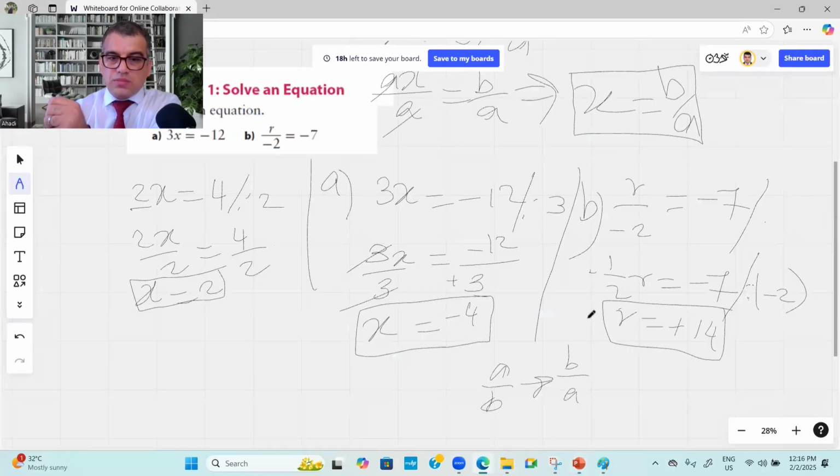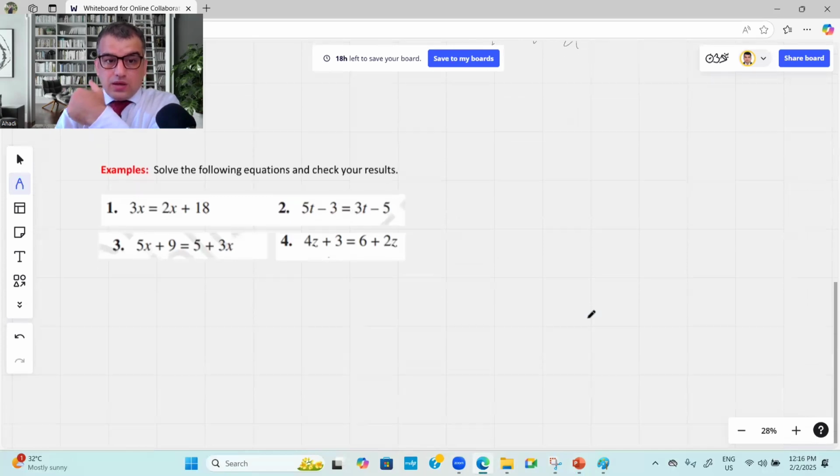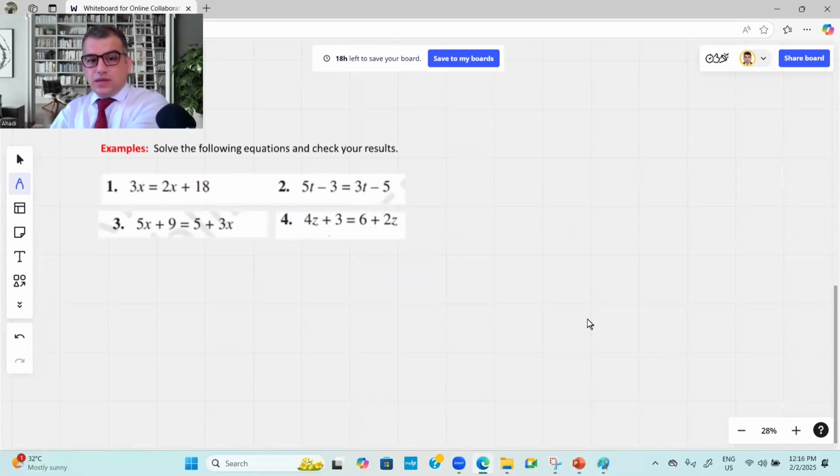So let's do some examples over here. The first one is 3x equals 2x plus 18. What we do is isolate the variable in this equation. I try to bring the variables from both sides to the left. So we have 3x and 2x here.